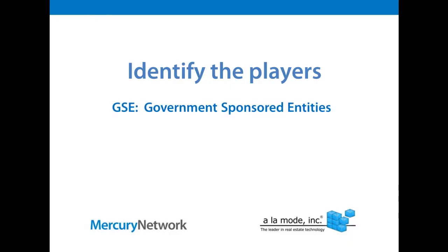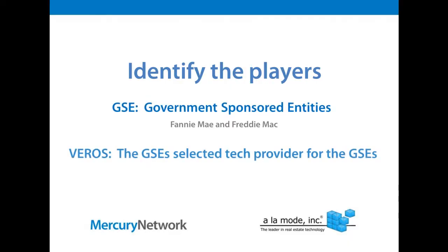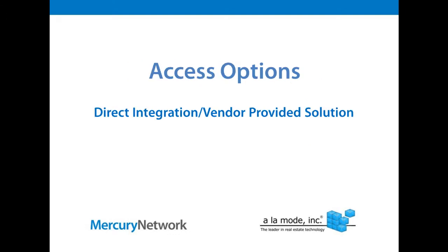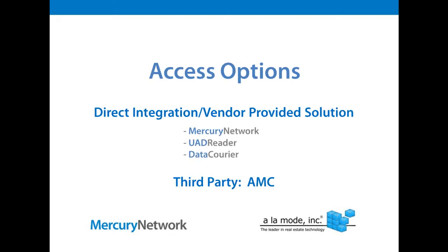So one quick note to make, I want to identify the companies and acronyms that I'll be referring to during this course. As you know, I've talked about GSEs a couple of times, but GSE stands for government-sponsored entities such as Fannie Mae and Freddie Mac. Veros is the technology company that the GSEs have selected as their tech vendor for the UCDP, and a number of the email confirmations that you'll receive will come from them, so you'll probably want to put them on your safe sender list. So now that we know the deadline dates and the players, let's discuss the options of delivering appraisals through the UCDP portal.